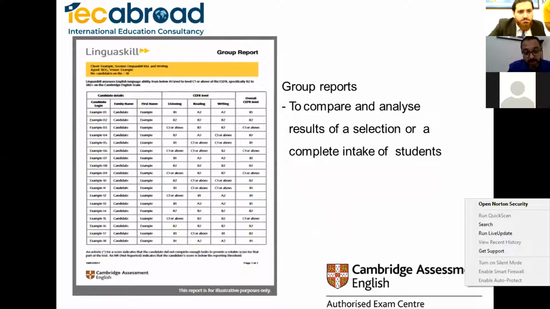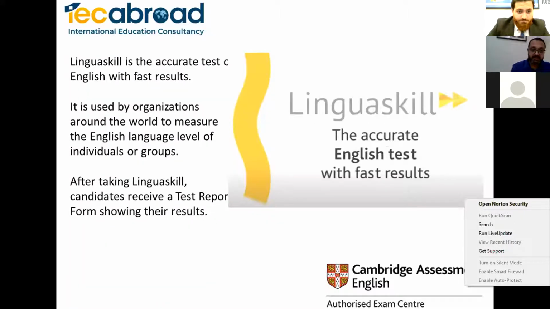And this is the group report for the institution. Any institute, school, college, or university can run this report and easily understand their candidates, where they are lacking, where they improved, and what level of English they are on. Any question on the reporting? I will answer you later.